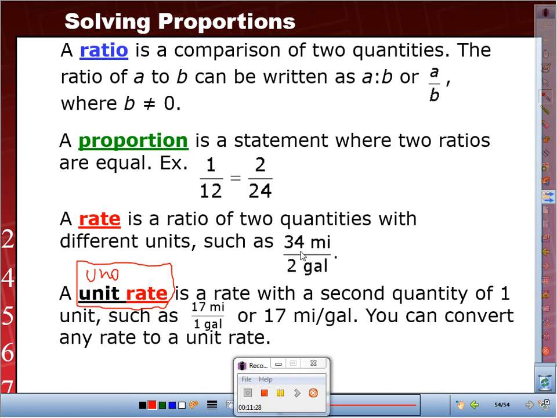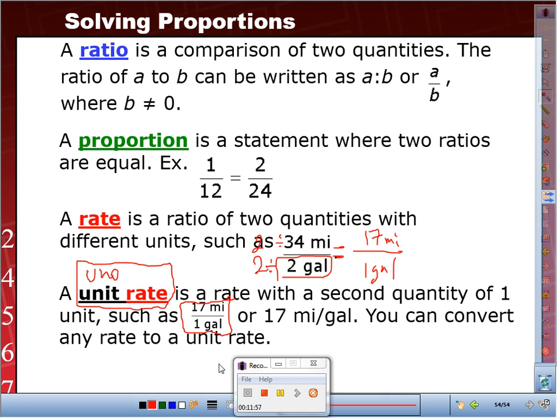Uno. So notice here, is this to the lowest measure? Is 2 the lowest measure that we can find in gallons? What would be the lowest measure? 1 gallon. How do we do that? What can we do to 2 to become 1? Divide by 2. So therefore, if we divide 34 by 2, how many miles? 17 miles. That's how we get the unit rate. That's what we call unit rate when it's reduced to lowest terms.